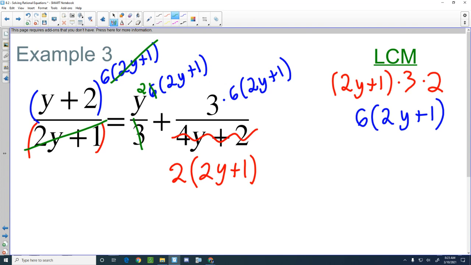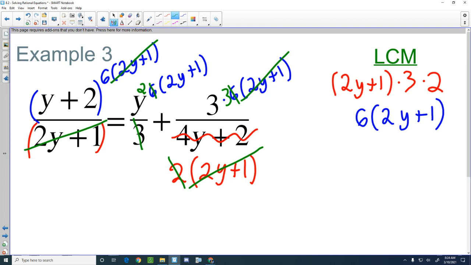And then this last fraction, there's the 2y + 1 that cancels. And then for the coefficients, I have a 6 divided by 2. So the 6 and the 2 divide out to become a 3. So I'm changing that 6 over 2 into a 3. At this point, you should have every denominator crossed off.